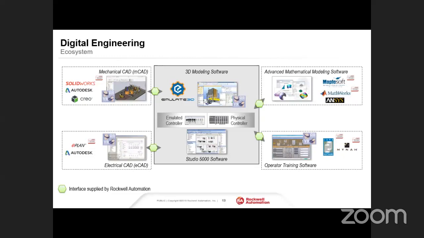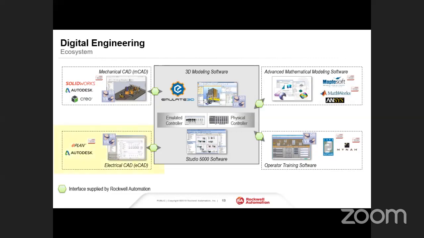So now you start to see that if you start to exchange data between all of these, it becomes pretty powerful. Because now I can simulate my environment, I can have my operators training, I can exchange information in my CAD packages, and I can integrate my 3D models along with my PLC. Now we're starting to see how a digital twin comes to life.